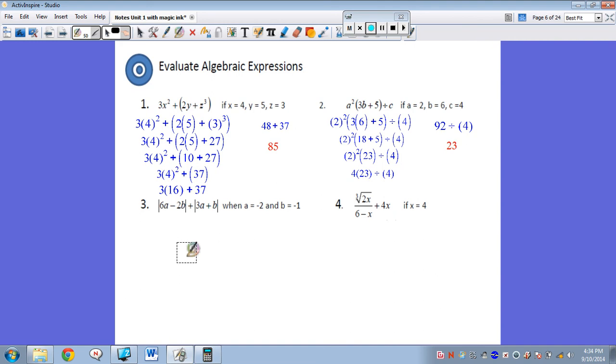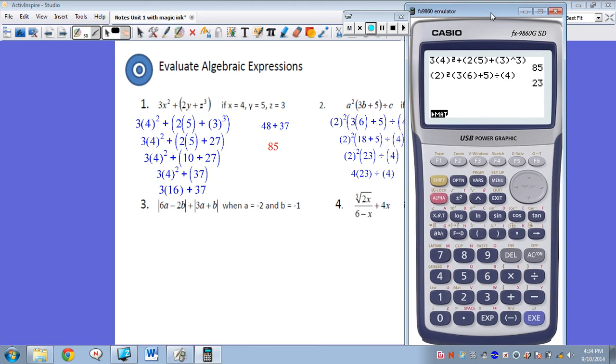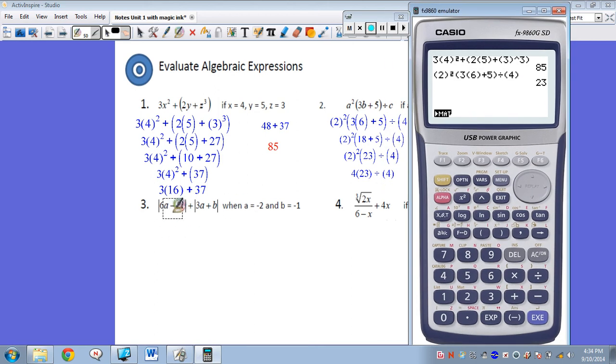So what you're going to do first is calculate what 6a minus 2b is when you plug in negative 2 and negative 1. And then you're going to plug in negative 2 for a and negative 1 for b for the second absolute value, and you're going to figure out what that is. So we're actually going to use the calculator and figure out what those two numbers in the absolute values are going to be first.